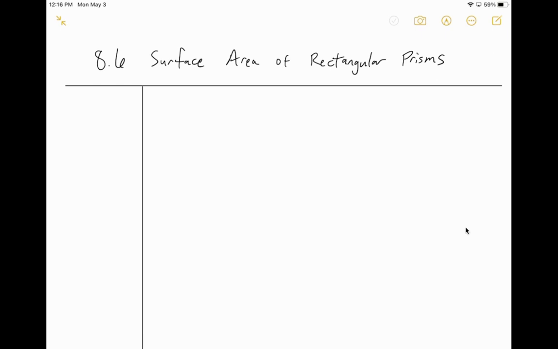All right, so today we are talking about surface area of rectangular prisms. Later we'll do triangular prisms. But today we're going to focus hopefully first on surface area of rectangular prisms. So the first thing we need to know is, what is surface area?